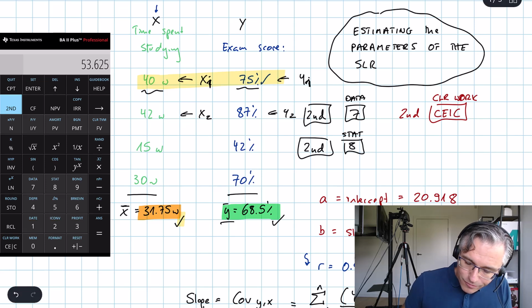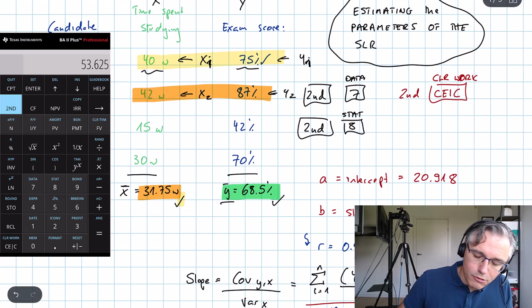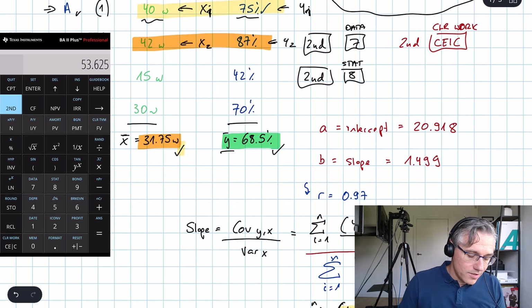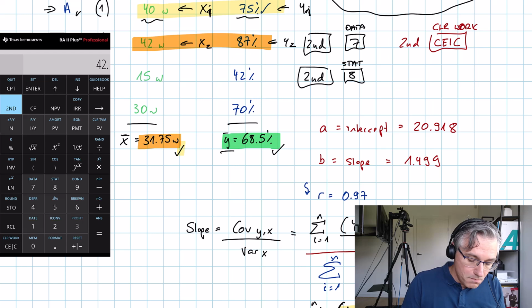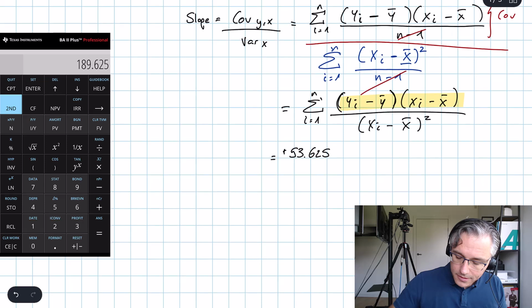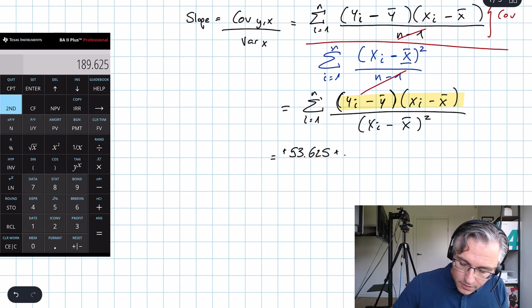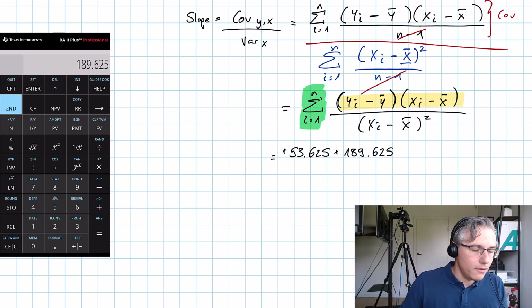Right, next row, this one now. This is where we've got x2 and y2. Same process. Take the x value, 42, deduct the mean for x, which is the steady 31.75 from the bottom, and multiply this by open bracket 87 minus 68.5, close bracket, equals, right, the next sub result is 189.625, and my job is to add all of these up.